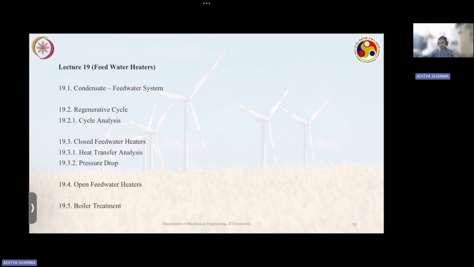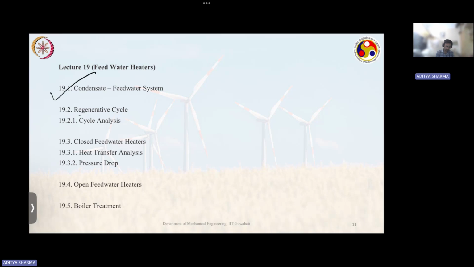Okay, so let's see the next lectures. This is your lecture number 19. In the starting of this lecture, the condensate feed water system has been discussed, right? Condensate feed water system, where we discuss the condenser, feed water heaters, and cooling towers. This has come from the previous lecture only.